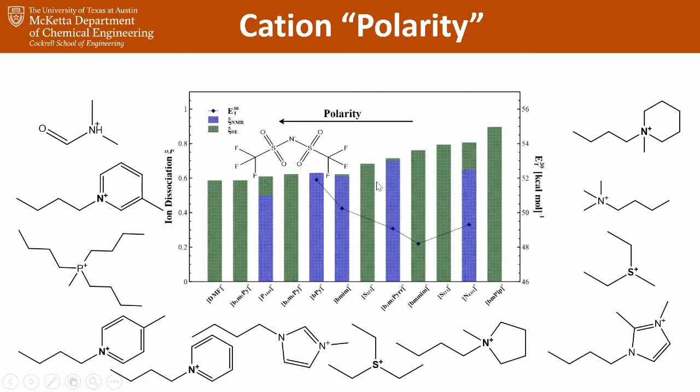And for a few of these, there are NMR results, which are also shown on here, but most of them not. So you can see from where we go from a very high polarity to very low polarity cations, and that changes our dissociation for the high polarity guys below 60% to the low polarity guys that make it above 80 or almost 90% ion dissociation.